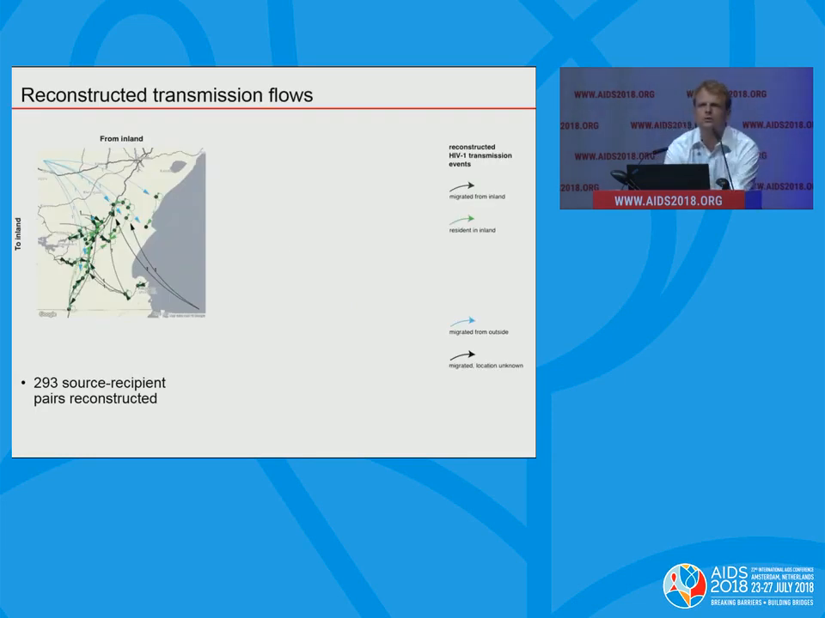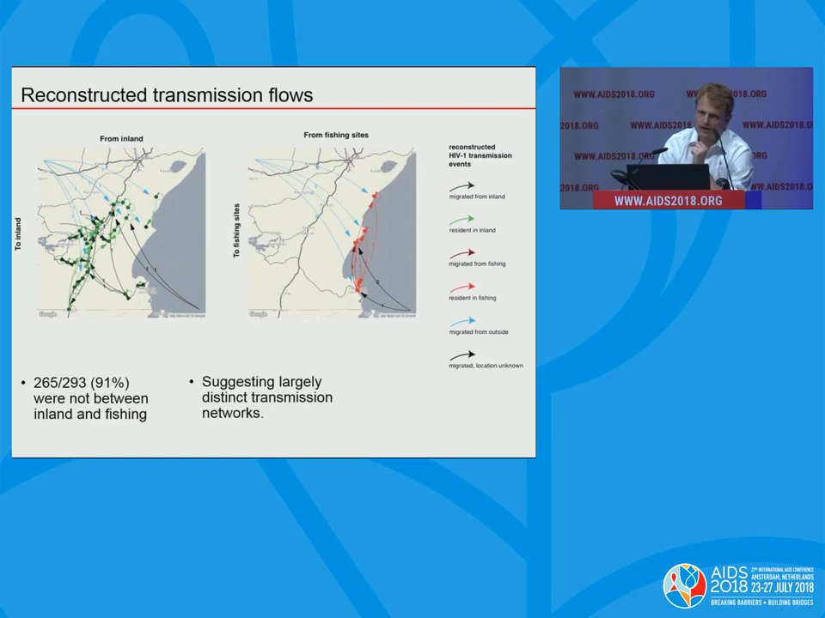In total, we were able to reconstruct 293 source-recipient pairs from deep sequencing data. And the map shows transmission events that started inland and ended inland. And the colors give you an idea about whether the source case had migrated or not. And contrary to what we expected, we found that 91% of those pairs were not between fishing and inland sites. So this should suggest that the transmission networks in inland sites are largely distinct from those in fishing sites.